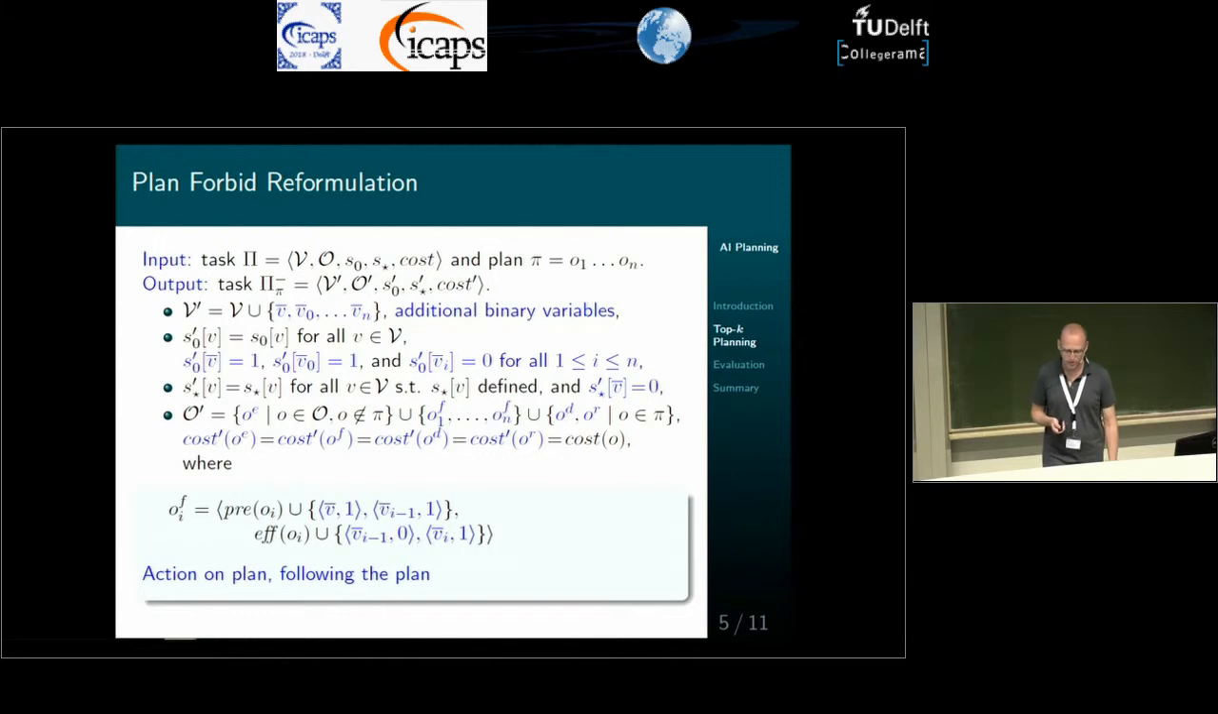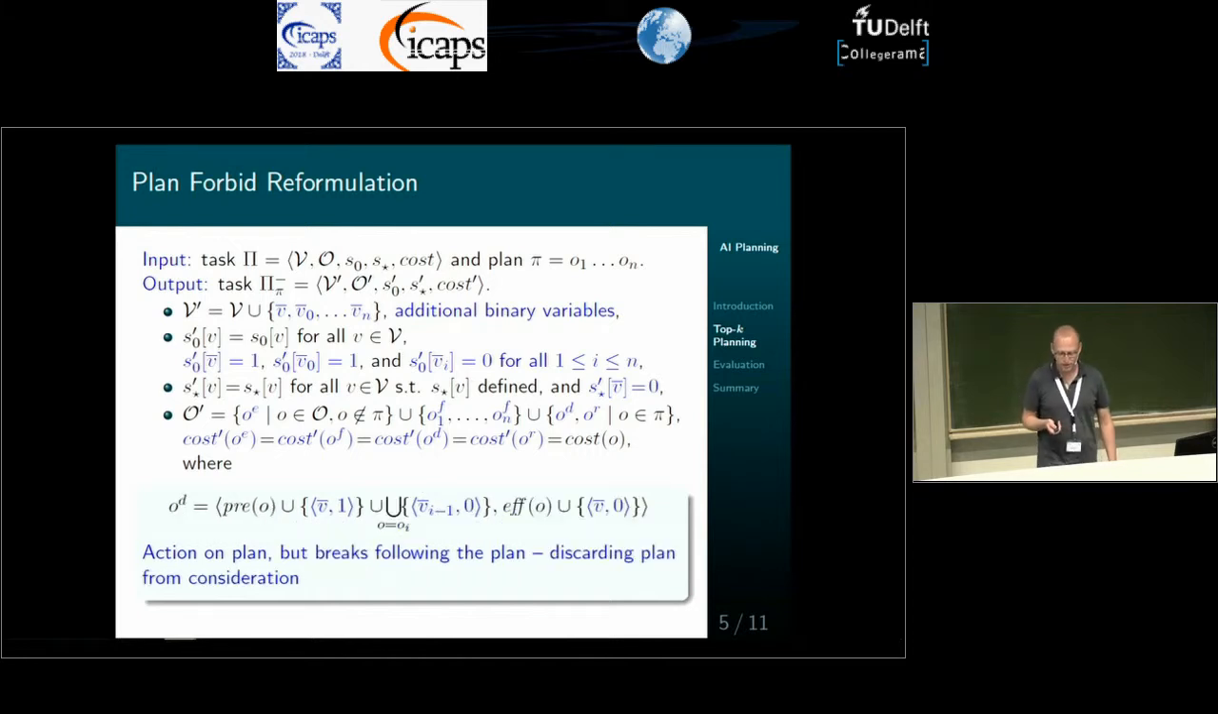The next set of actions would be actions on the plan, and they will encode actually following the plan. So they will change those variables and basically propagate the token from v_{i-1} to v_i.